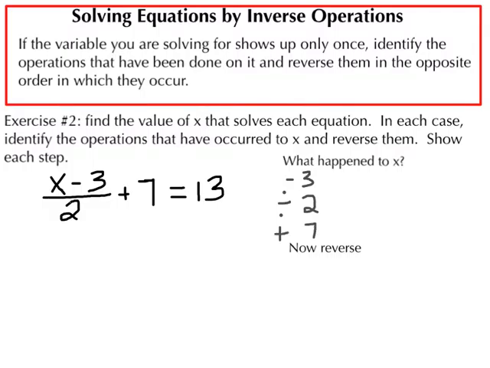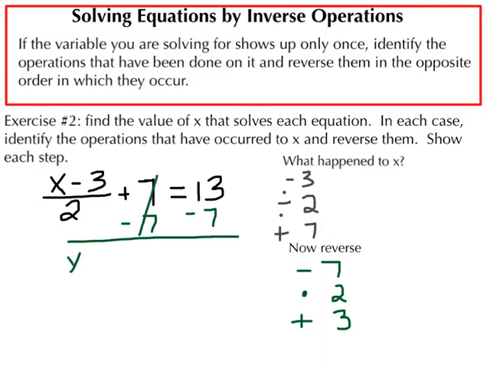Now if I were to reverse them and write that down, it would look like this. I'm going to write the reverse order in green. This is how I would solve the problem. I would subtract 7, multiply by 2, add 3. Let's try it. Minus 7 on both sides. Equals 6.